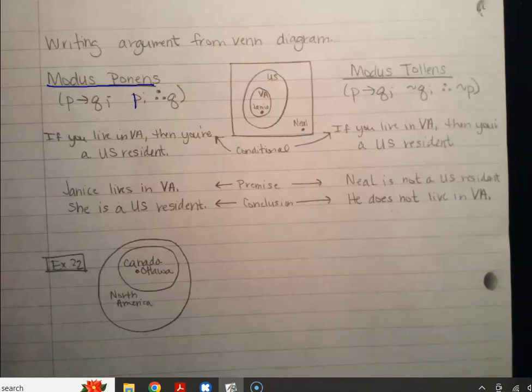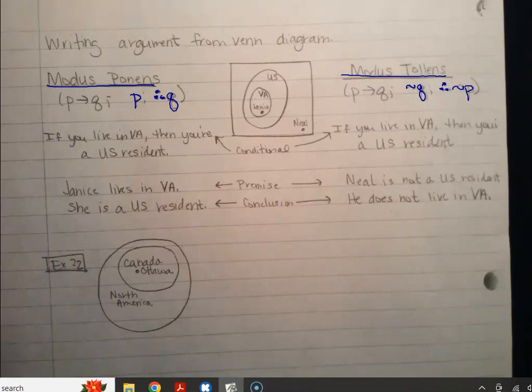So that means if we state P, then we have the therefore Q. Versus the modus tollens, where we still have the if P then Q, but this time we state not Q, therefore not P in our statement. Okay, so let's look at our Venn diagram.